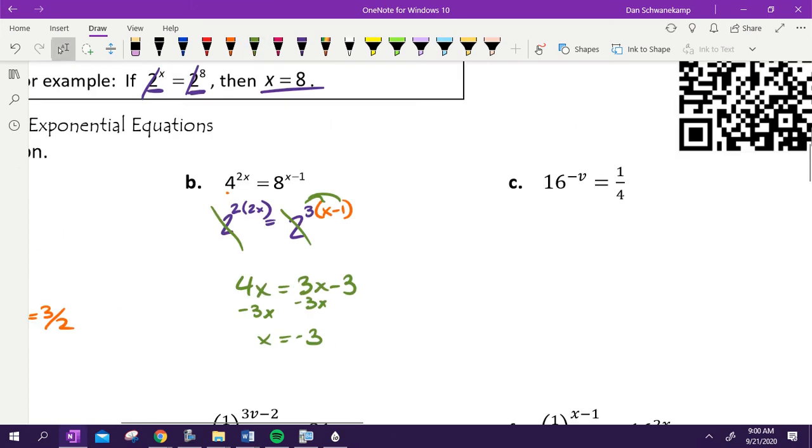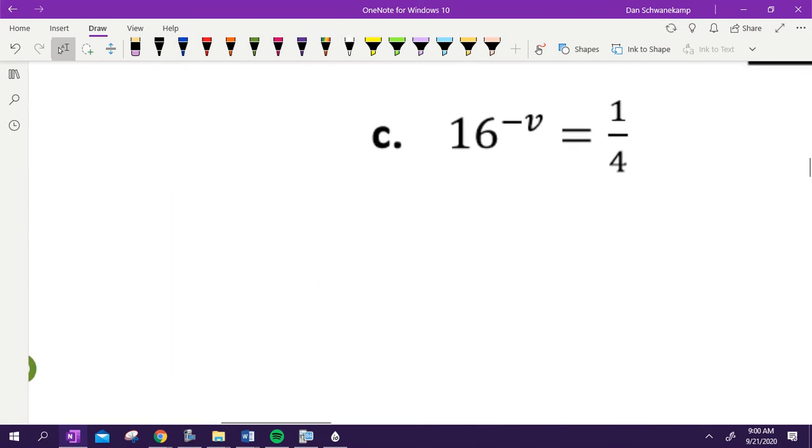Let's go to number C here. I already started it. I might as well finish it. 16 to the negative v is equal to 1/4. What base can I rewrite both sides to be? 4? Yeah, we can do 4 or 2, right? If you can write it as 4, then you can write it as 2. Do the easier one. Whatever you know how to do, make sure you got it.